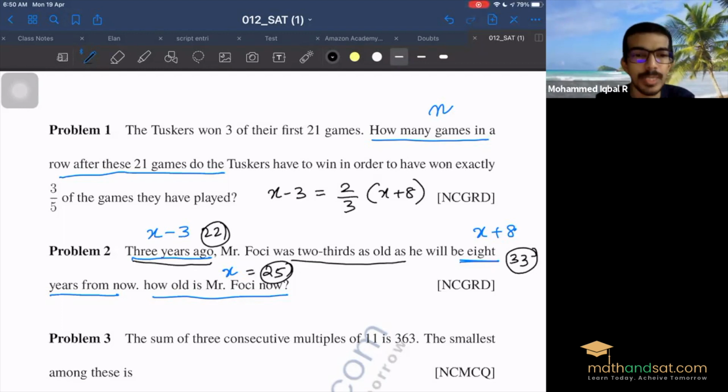It's not a difficult question, is it? Okay. Now, how do we get an intuitive feeling from the question? It's very simple. See, within a gap of 11 years. How is it 11 years? 3 years ago and 8 years from now. So there's a difference of 11 years.